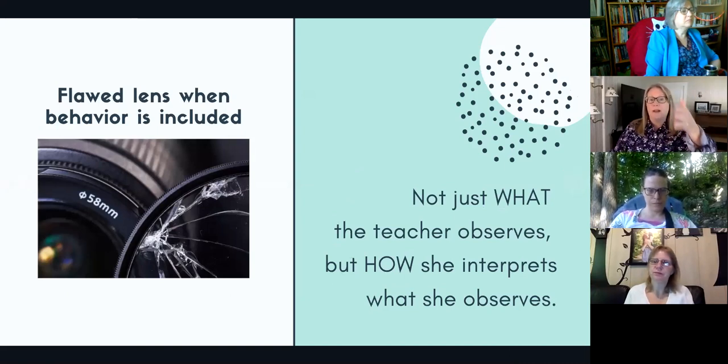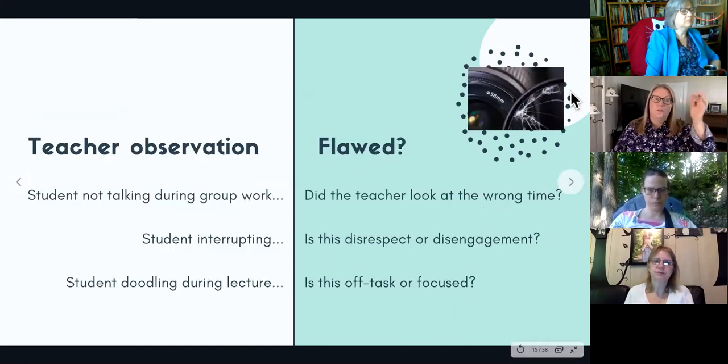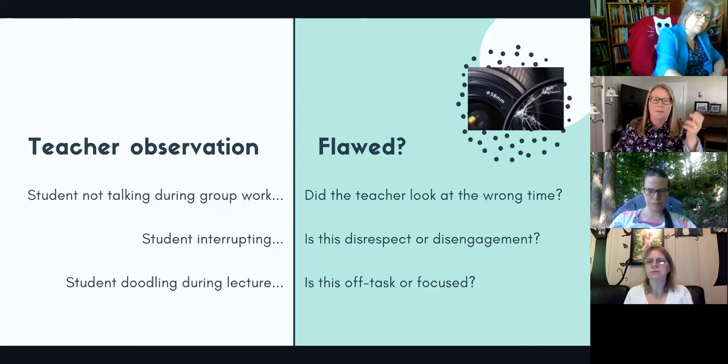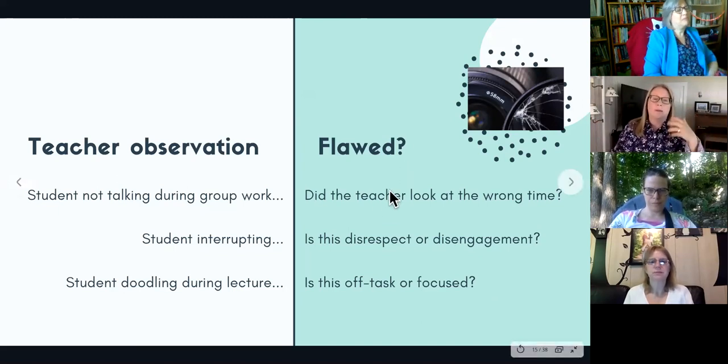But Feldman says this is a flawed lens when we include anything to do with behavior, because he says it's not just what the teacher observes, but how the teacher interprets what she observes. So for instance, we might see a student not talking during group work. And so the question is, did the teacher look at the wrong time? Did the teacher just not see the student actually talk, but they did earlier? Is the student interrupting, and does the teacher take this as a sign of disrespect or disengagement? The student doodling during lecture, is this off task or focused?